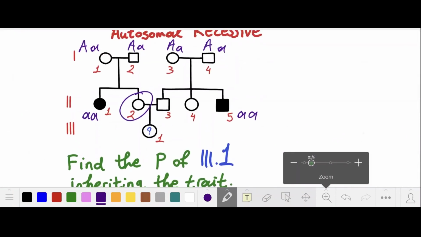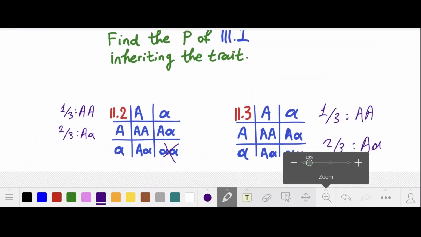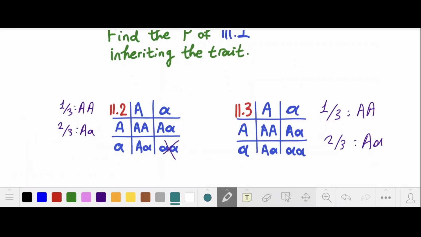In order for 3.1 to exhibit the trait, they must have small case a, small case a as a genotype. So both of their parents must be capital A, small case a. The probability of this to occur is 2/3 multiplied by 2/3.